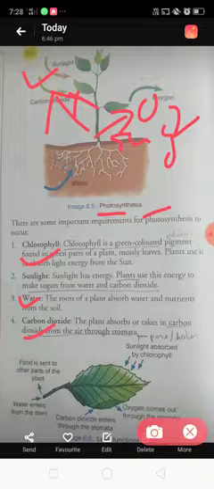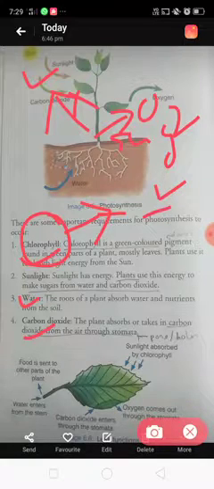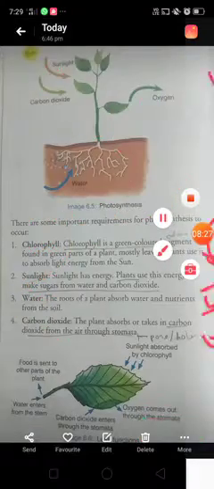Okay, while preparing their food, they take the help of chlorophyll. What is chlorophyll? Chlorophyll is a green pigment found in the leaf. So photosynthesis is a process with the help of chlorophyll, sunlight, water and carbon dioxide. They prepare food. This is all about photosynthesis.